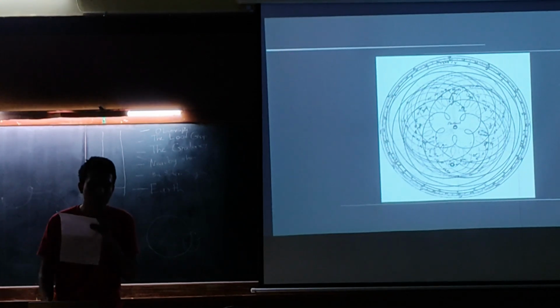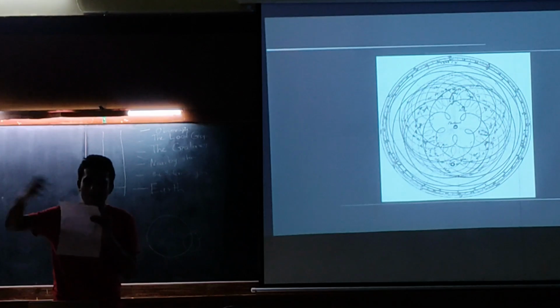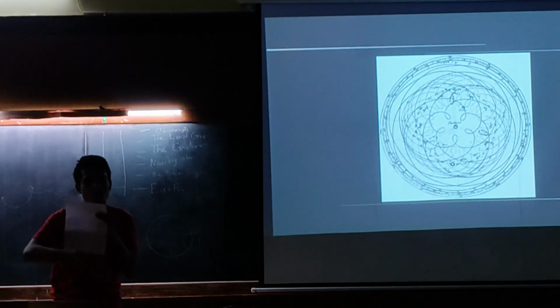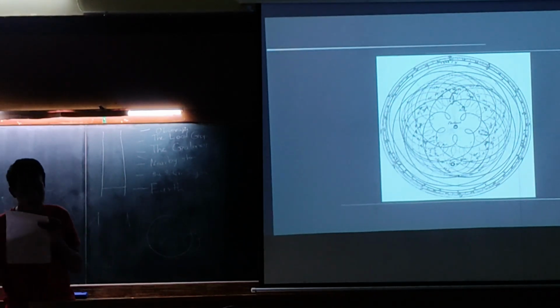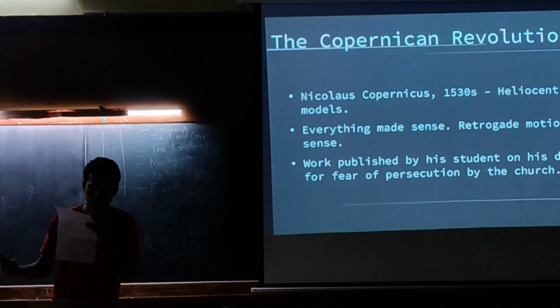And there was a science back then called astrology, which would predict everything from how you live to how you die using these circles. But then came a change.